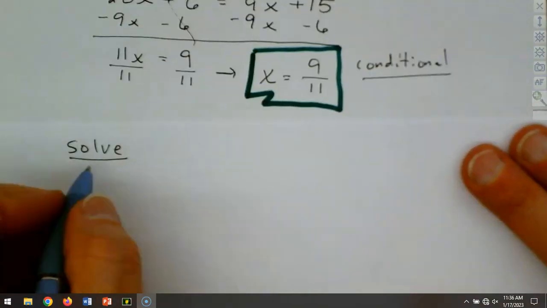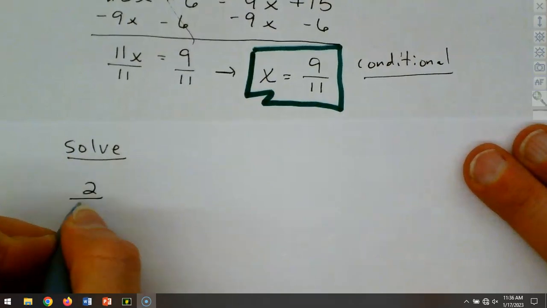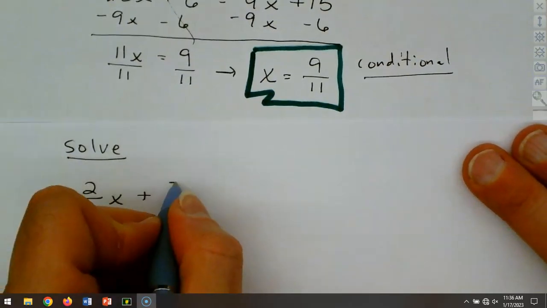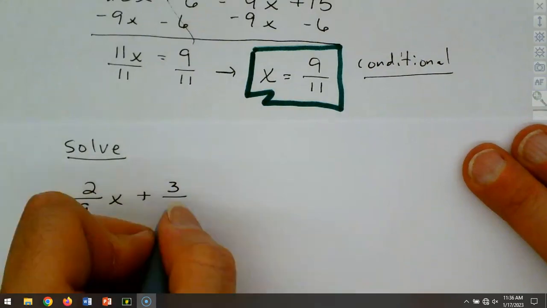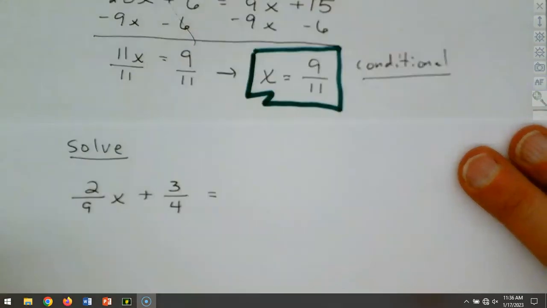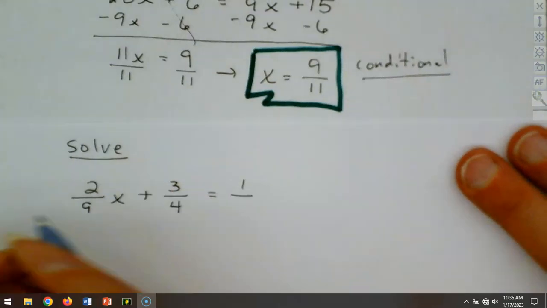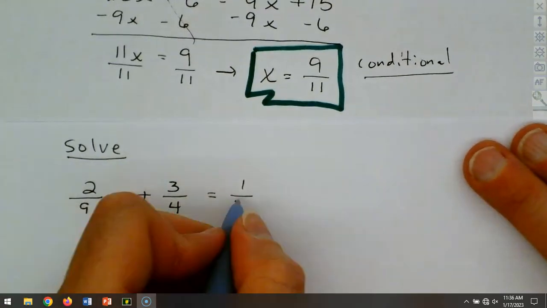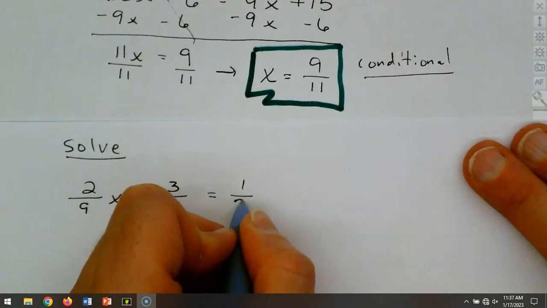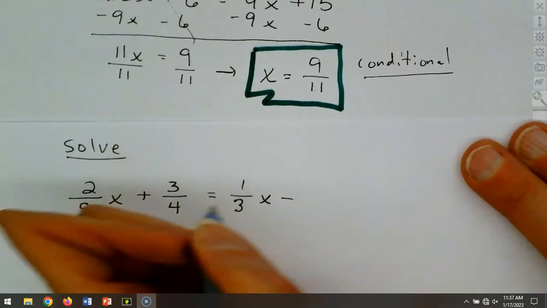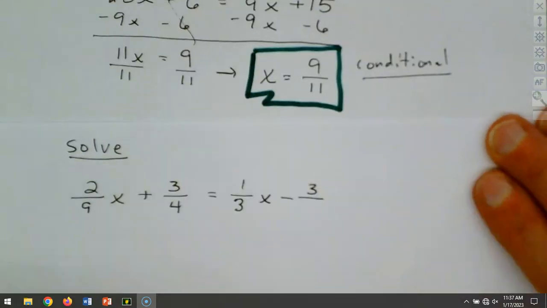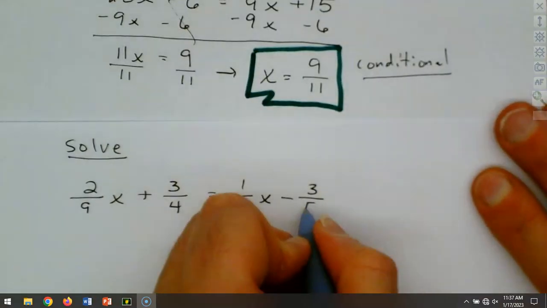How about 2/9x plus 3/4 equals 1. How about 1/3 x minus 3/5?